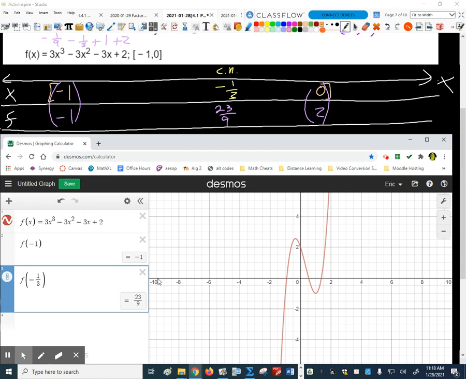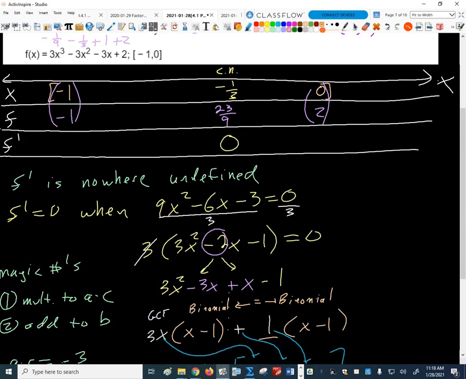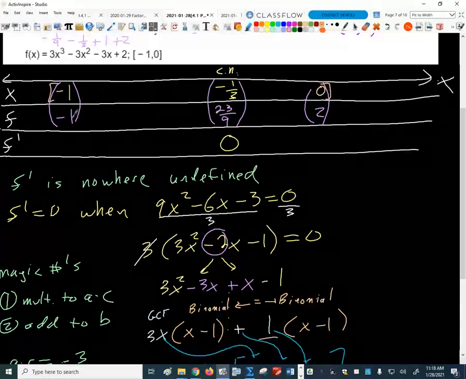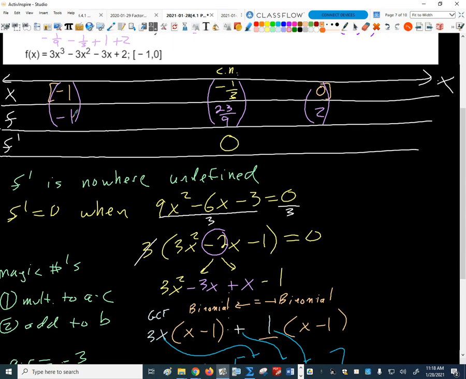Okay, so then what's our winner here for the absolute minimum? Well, the absolute minimum was right there, wasn't it? That was the smallest of my three candidates that produced the smallest output, the smallest y value or value of f, right? So that wins as my absolute minimum. 23/9 is bigger than 2. So this critical number ends up being my absolute maximum.